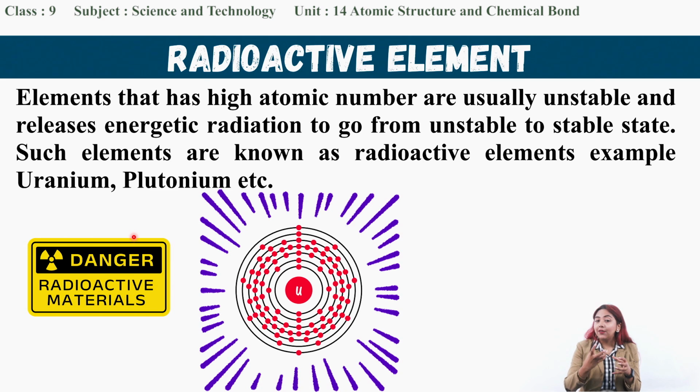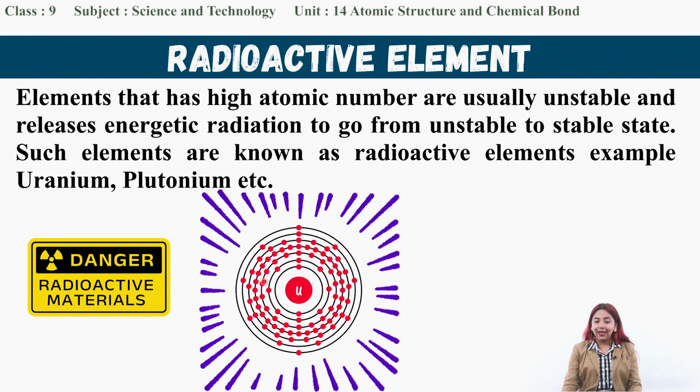So radioactive elements are the elements that have a high atomic number and an unstable nucleus. When that unstable nucleus goes from the unstable state to the stable state, it releases very harmful energetic radiations. Those types of elements are known as radioactive elements. Some examples of such radioactive elements are uranium, plutonium, thorium, etc.